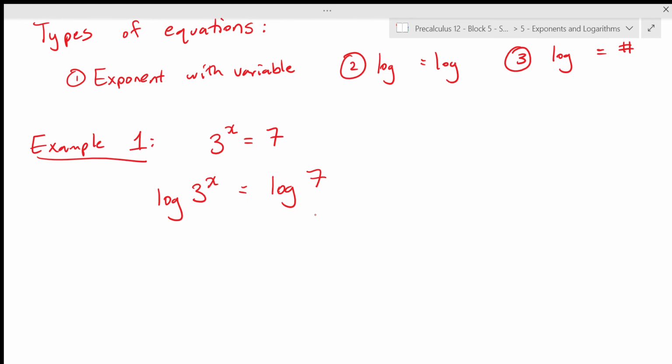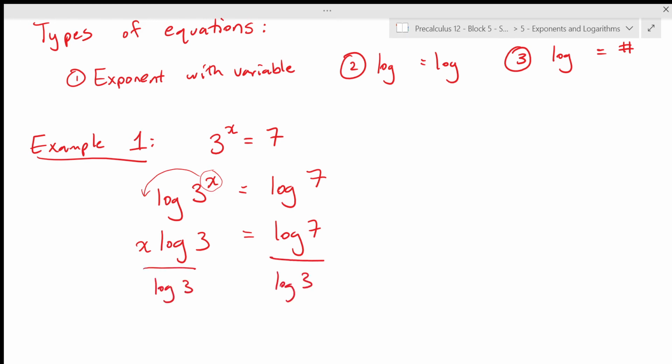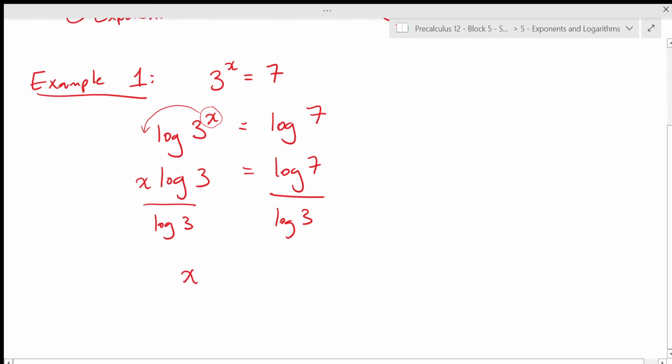So once we get a log of both sides, one of the things that you may notice is that we can actually use our power rule for logarithms to bring the exponent down. So we can rewrite this as x times log 3 equals log 7, which is great. Now I can isolate the x by dividing both sides by log 3. And so I get x equals log 7 over log 3.